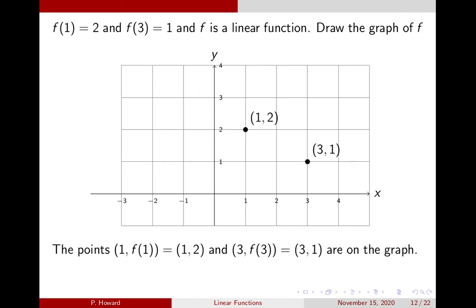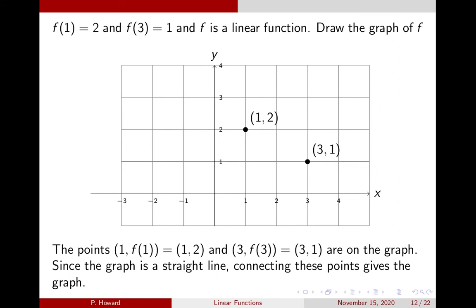So there are the 2 points on the graph. 1, 2, the point 1 unit to the right and 2 units up from the origin, and 3, 1, the point that's 3 units to the right and 1 unit up from the origin. And now we know the graph is a straight line, so all that's left to do is connect the 2 points with a straight line, and we have the graph. So knowing what f of 1 and f of 3 are is enough information to draw the graph of a function.